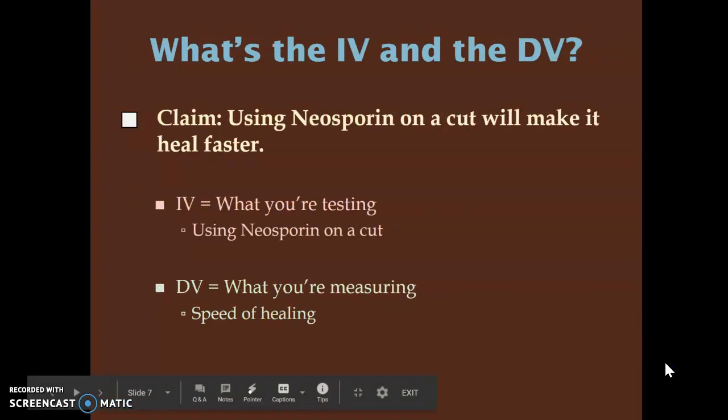Let's take a look at another one. Using Neosporin on a cut will make it heal faster. Neosporin is a cream that has an antibiotic in it. And so our independent variable would be whether we're using Neosporin on a cut or not. And the dependent variable, what we'll measure then, is the speed at which our cut heals.